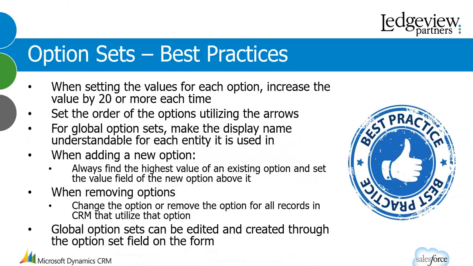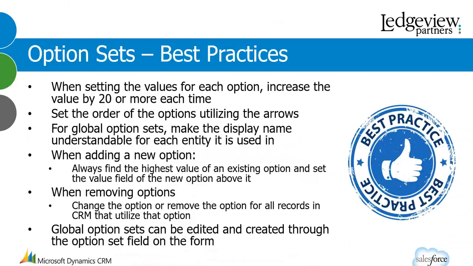For global option sets, the display name, you want to make that really easy and understandable, because if you don't, anyone else that's going back and using it is not going to be able to follow. When adding a new option, always find the highest value of an existing option set, then go 20 above it. Because if you use the same exact value, you're going to run into an error.